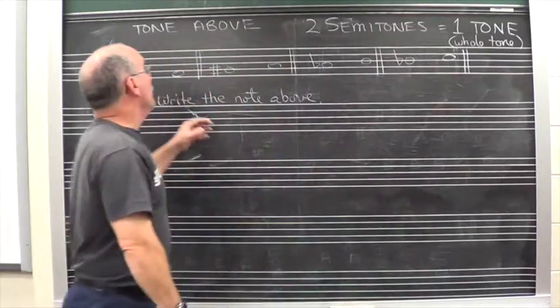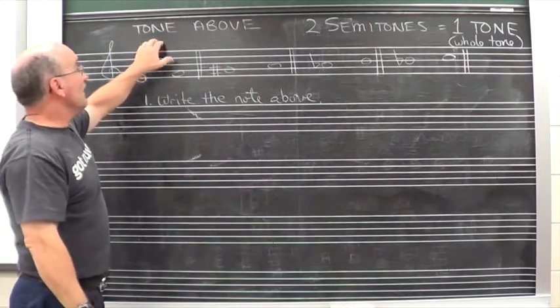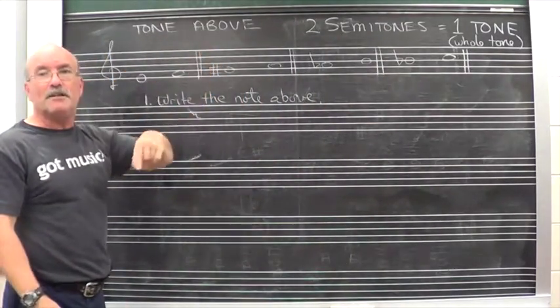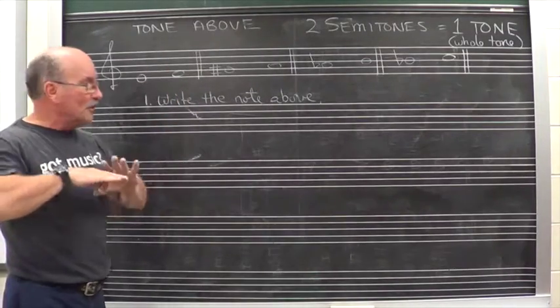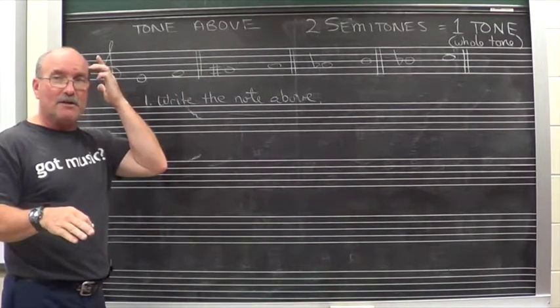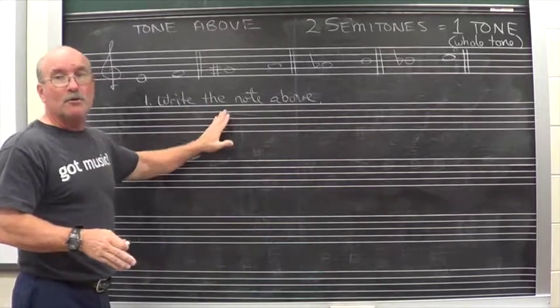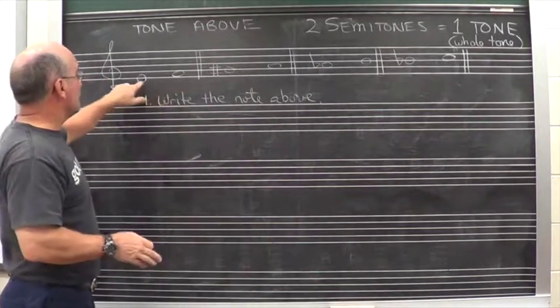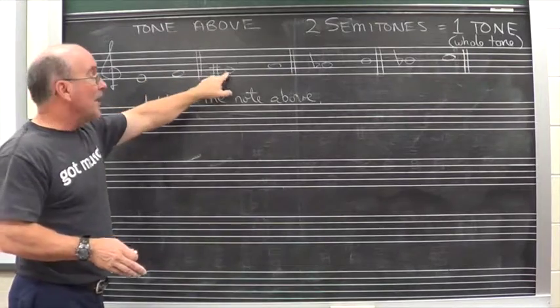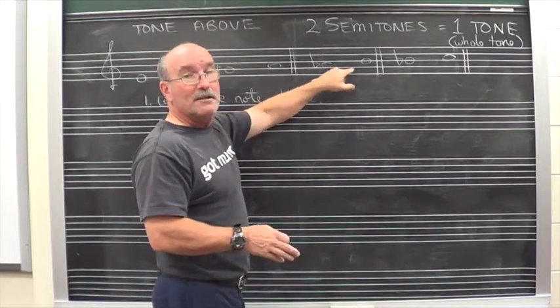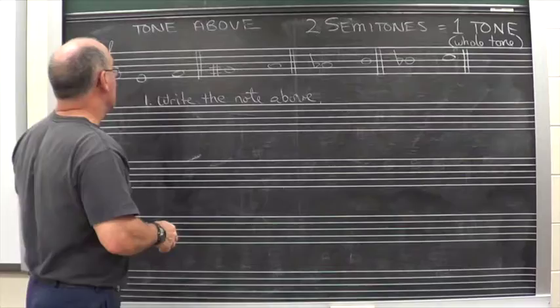And do that for every question that says a tone above. Write the next note above. Do that first. Don't worry about all the accidentals or whether it's a tone or not right at the moment. The first step is write the note above first. So if it's on a line, next space. Line, next space. Space, next line.